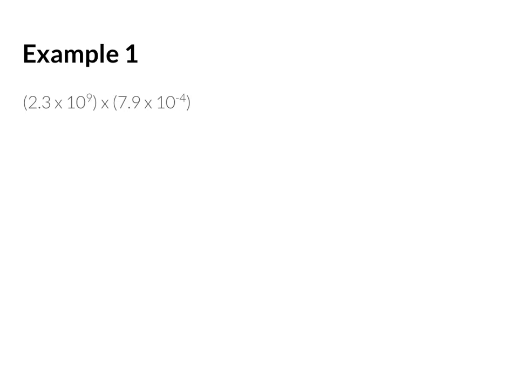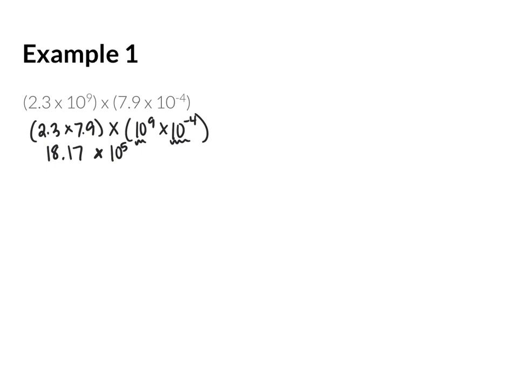Here's our first example for copying. We use the associative property to rearrange and multiply the powers of 10 by each other. So I rearrange 2 and 3/10 times 7 and 9/10, which we've already determined to be 18 and 17 hundredths. Then I multiply 10 to the ninth by 10 to the negative fourth. When I'm multiplying and they have the same base, I add the exponents, giving me 10 to the fifth power.